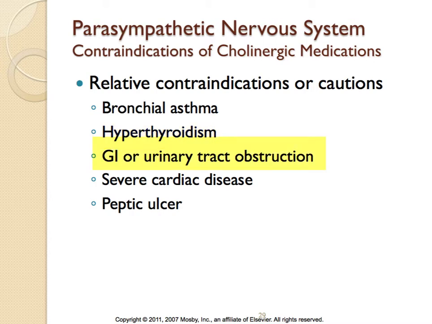If either the GI or the urinary tract system is obstructed, and you give them a cholinergic agent, the increase in secretions and motility could cause pressure, and the system could back up. So not a good idea there. They can cause reflex tachycardia, and that can result in making cardiac conditions worse. And also, patients with peptic ulcers shouldn't be given a cholinergic agent because the agent could make the ulcer worse. So, because the cholinergic agents are increasing the gastric secretions and gastric motility.